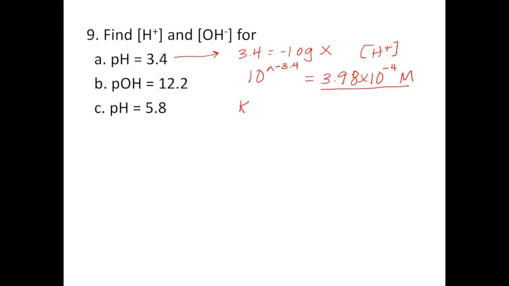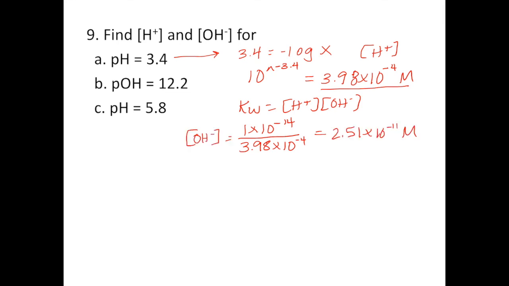Okay, so now if I need OH-, remember that Kw is equal to 1 times 10 to the minus 14. So now that I know that, I divide 1 times 10 to the minus 14 by my concentration of H+, and that's going to get me my OH-. Okay, so this is my OH- concentration.